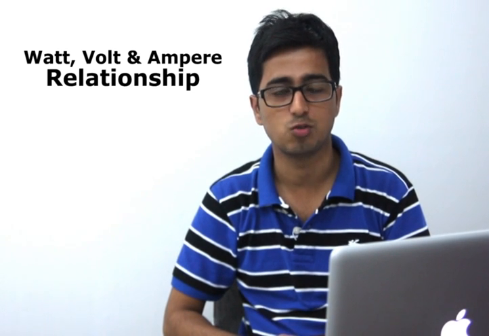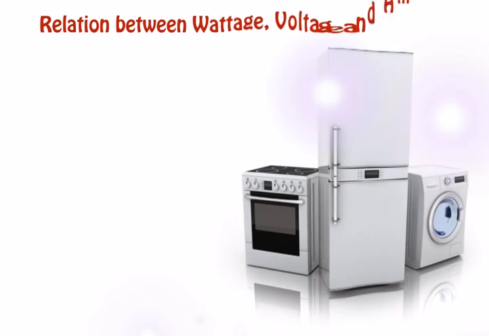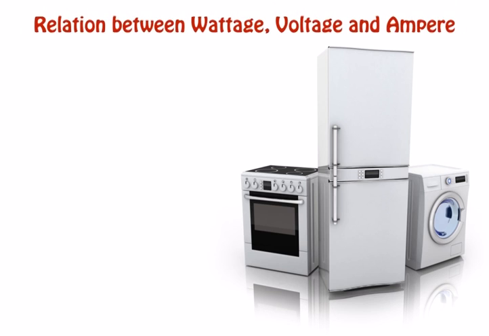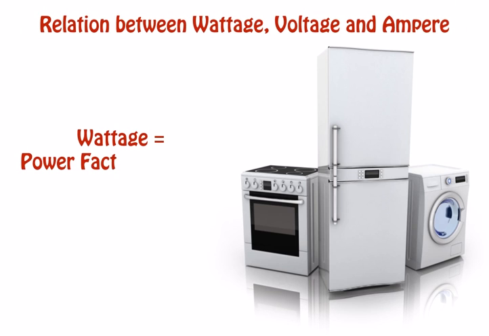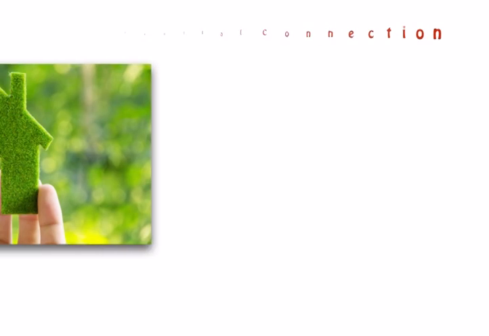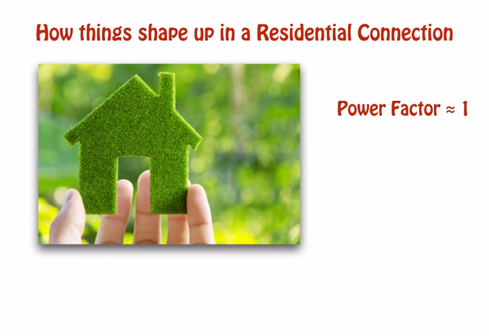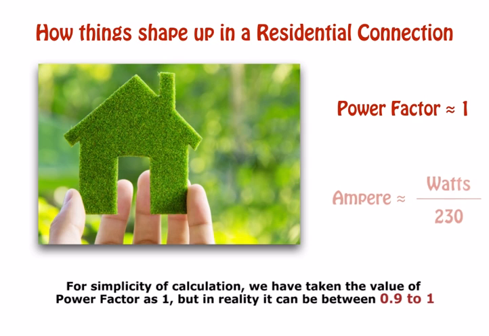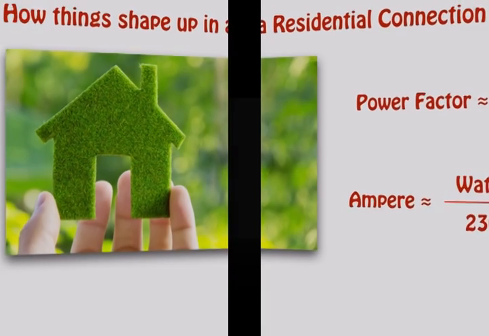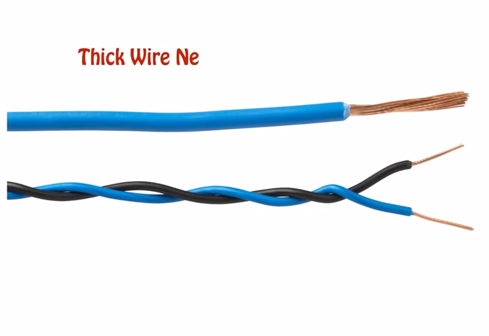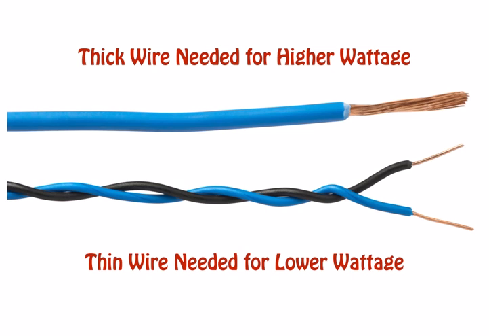How is wattage related to volt and ampere? Wattage of an appliance is directly related to voltage and ampere. The formula is wattage is equal to power factor multiplied by voltage multiplied by ampere. In a residential connection, the value of power factor is quite close to 1. Now, as the voltage is constant, that is 230 volts, the number of amperes is more if the wattage is more. That is why you need thick wires for an air conditioner. We will explain more about power factors in one of our future videos.